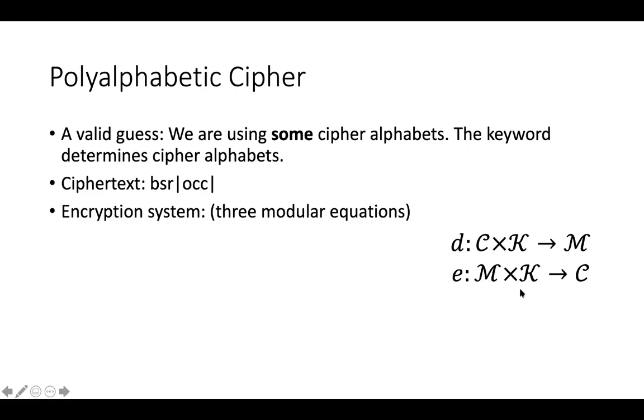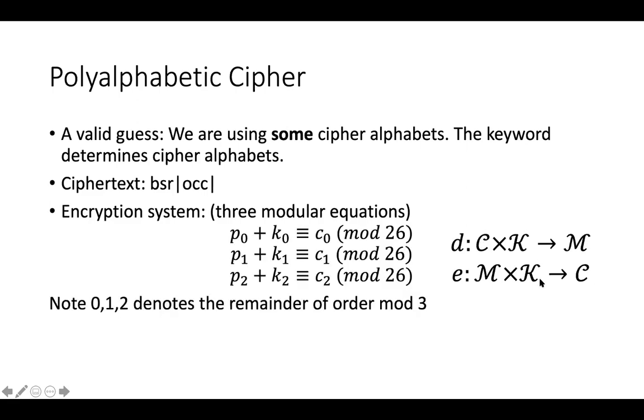The operation here is not essentially multiplication, but could also mean some function applied on C and K, or M and K. So these three are the modular equations that we're using. P0, P1, and P2 would mean letters in the plaintext, for example, and 0, 1, 2 denote the remainder of the order after mod 3. So we're taking the order of B, S, and R. B will apparently be 2, and S, I don't know.